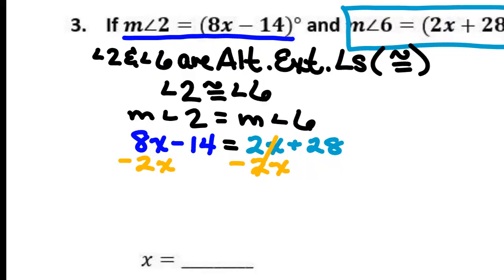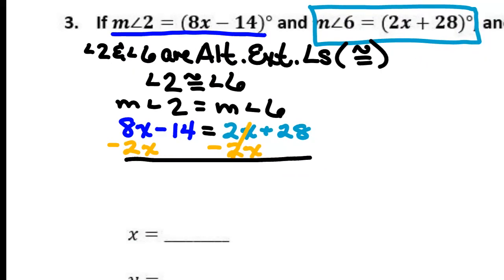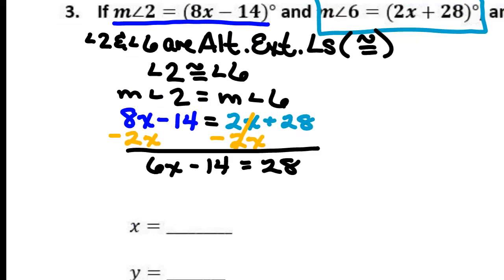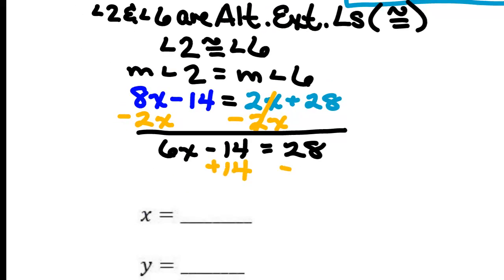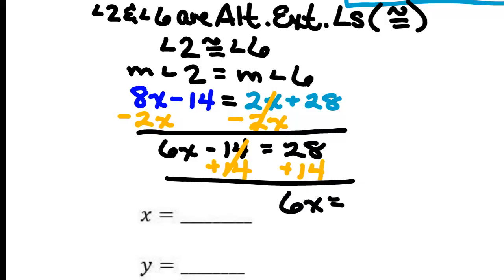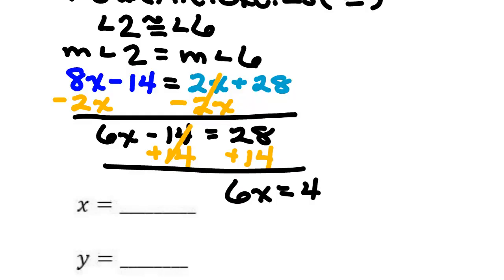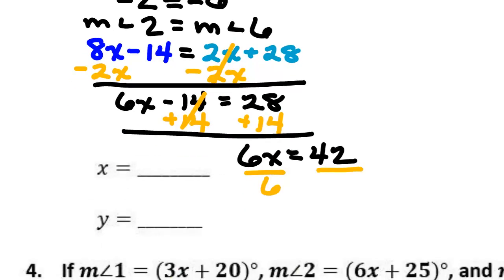What is 8x minus 2x? 6x. So I have 6x minus 14 equals 28. Then I add 14 to both sides. That would give me 6x equals what? 42. Then we divide both sides by 6. And how big is x? X is 7.